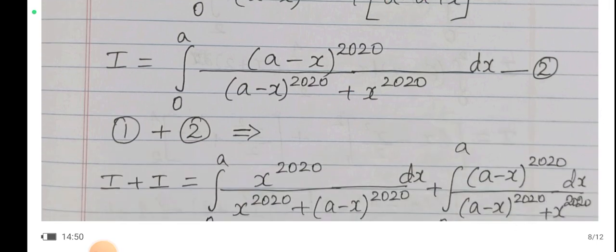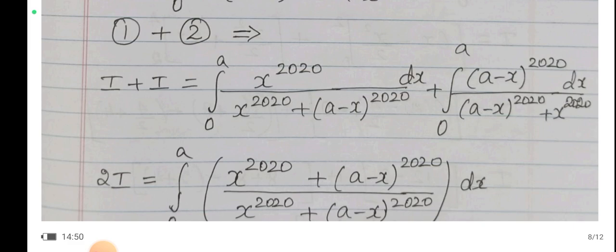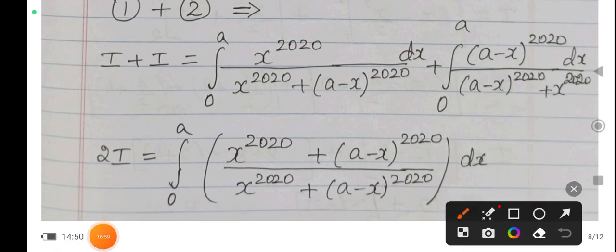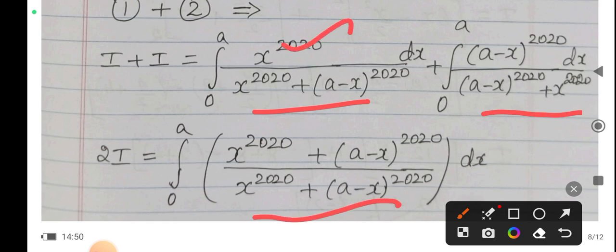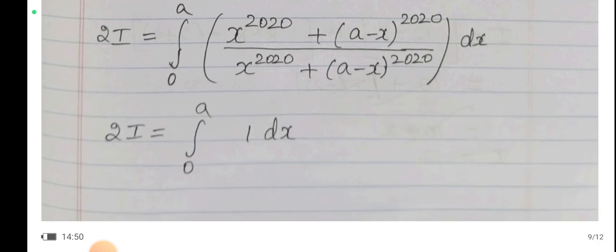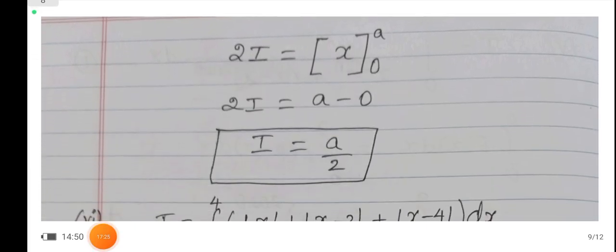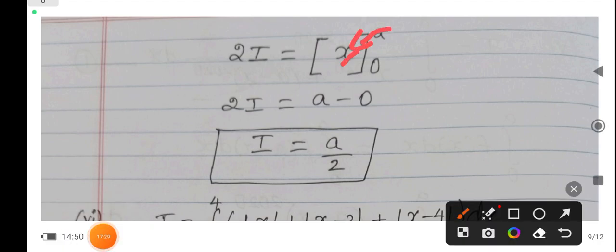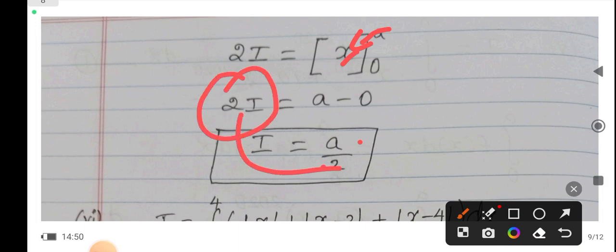Now the denominator will be common for both. When we add the first equation and second equation, you are seeing x power 2020 plus a minus x power 2020, and a minus x power 2020 plus x power 2020. We keep the denominator common, so in the numerator x power 2020 and a minus x power 2020 both we add. Cancel both and we get 1. Like the last sum, 2I equals that 1. Then the integration of 1 is x, correct? Then using the upper limit minus lower limit, a minus 0. So 2I equals a. I equals, multiplication 2 comes inside as division.